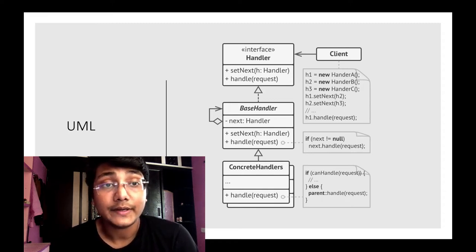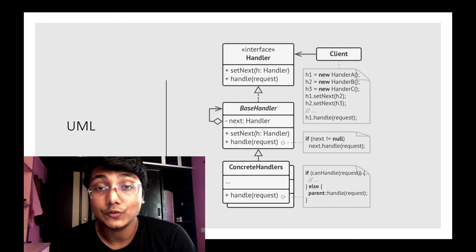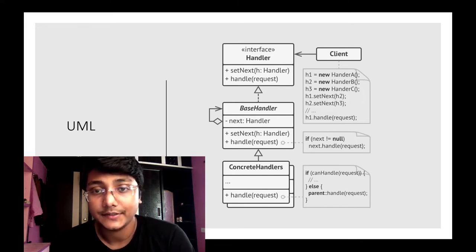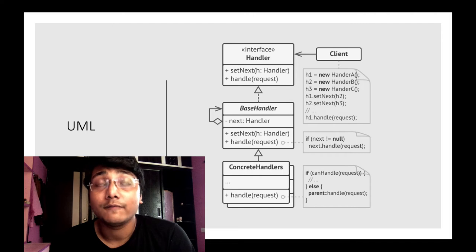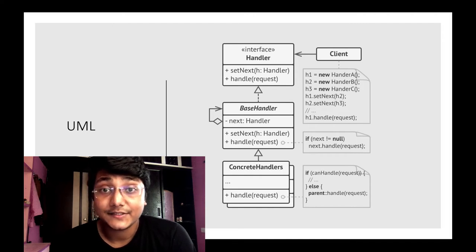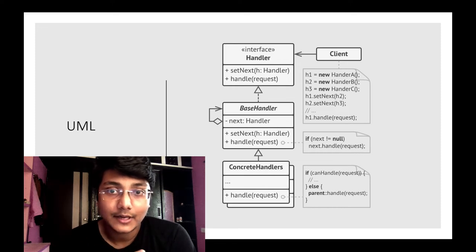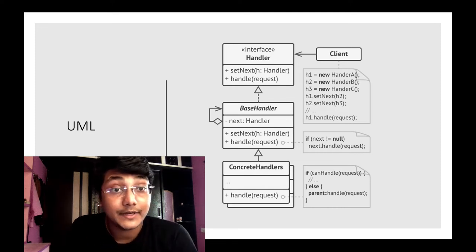The UML diagram is also quite simple. We have a handler interface which has two methods, set next and handle request. For this set next method, you can assume the chain of responsibility design pattern is like the linked list data structure, if you are familiar with it, where every node in the linked list is a handler and provides its own implementation to handle the request.